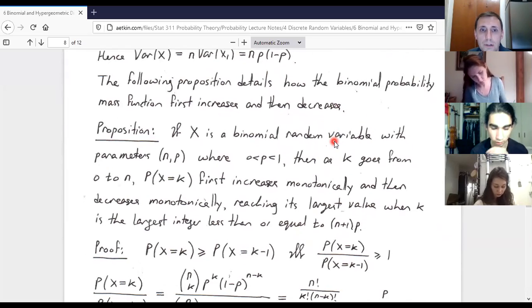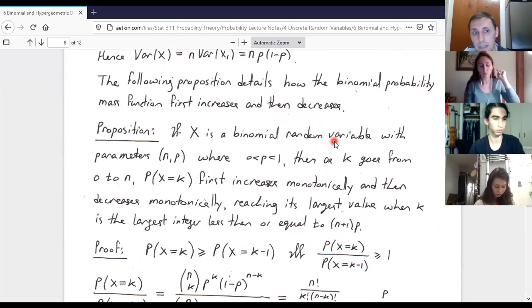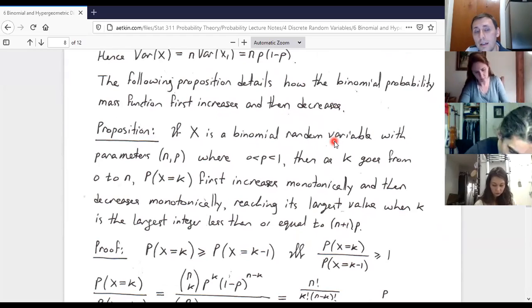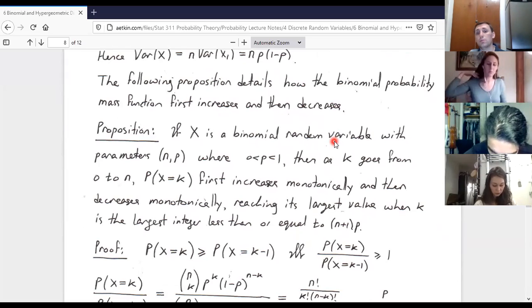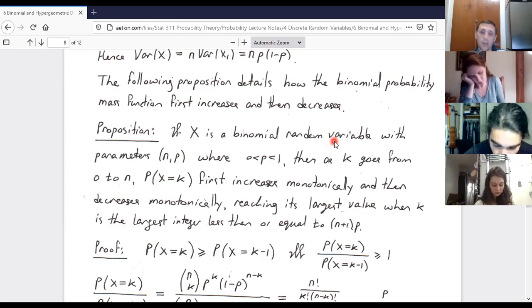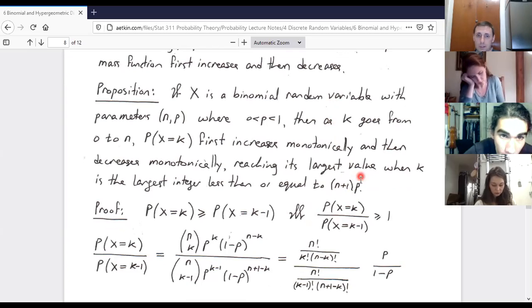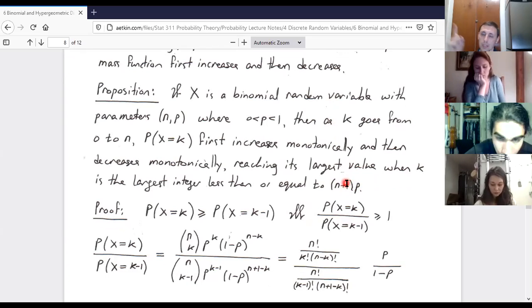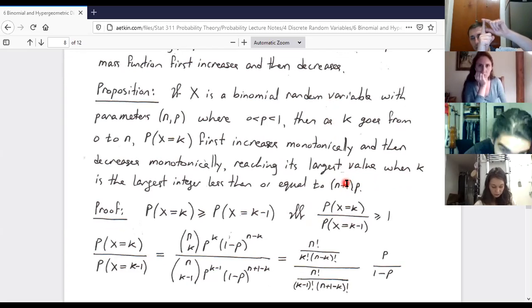So here is a proposition. If x is a binomial random variable with parameters n and p, then as k goes from 0 to n, first we will see that the probability will increase monotonically and then begin to decrease monotonically. Its largest value is achieved when k is the largest integer less than or equal to n plus 1 multiplied by p. And here is how I am going to reason that out. Around the expected value is where I begin to shift. That's kind of going to be the peak, and then from there I descend. So I climb to the peak, and I begin descending.